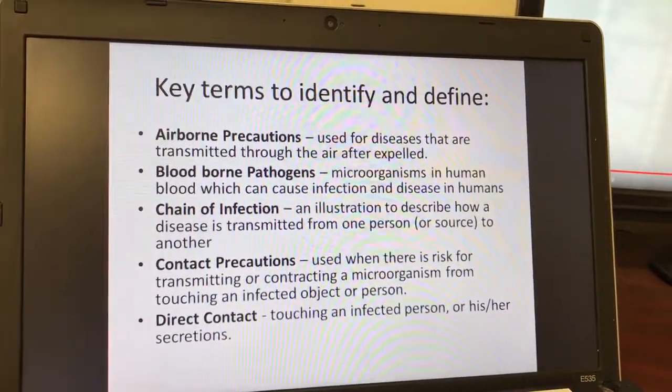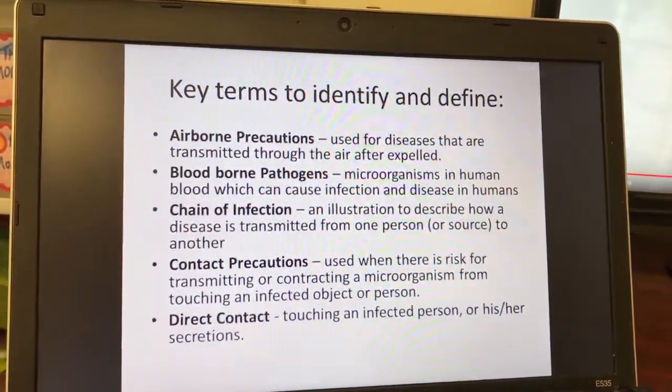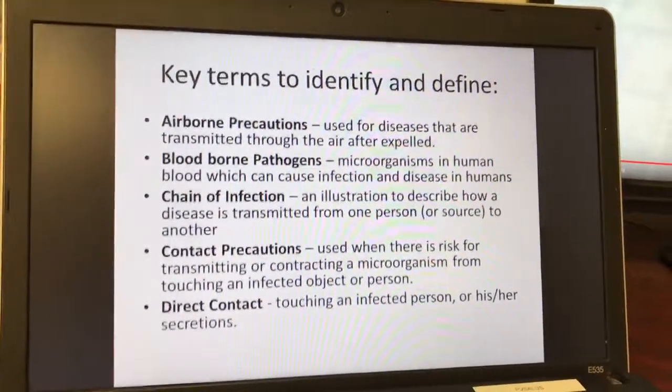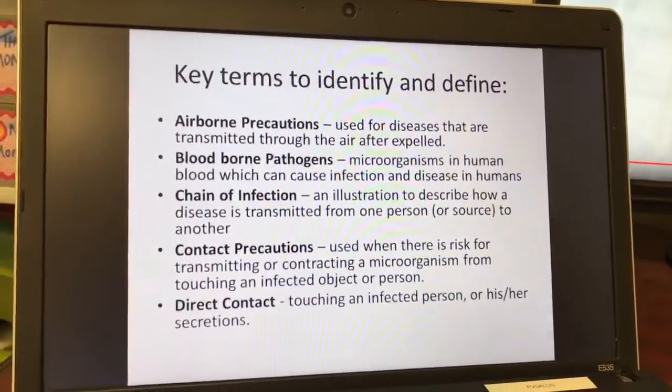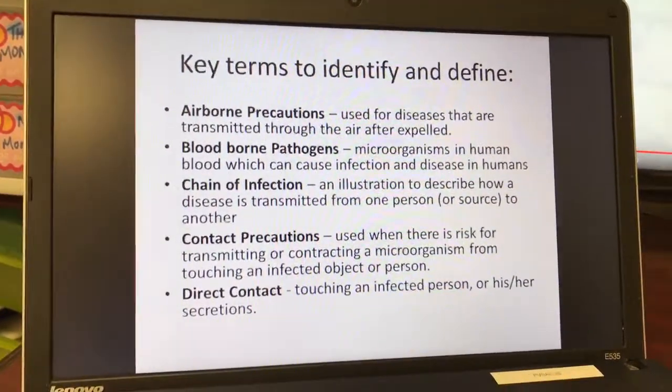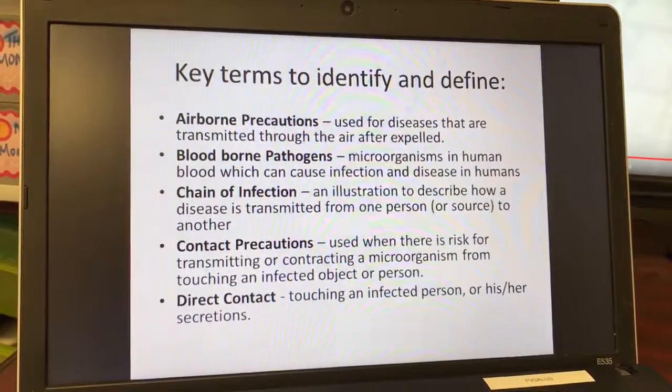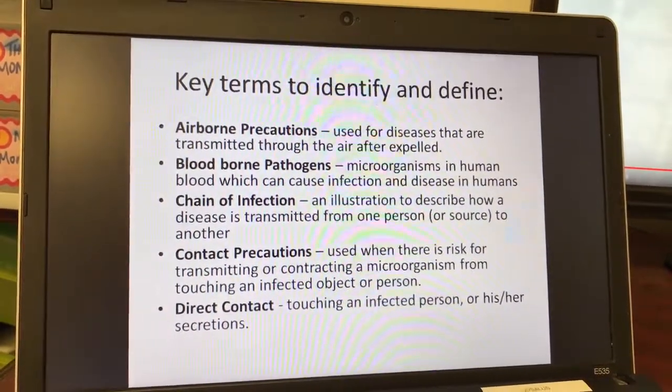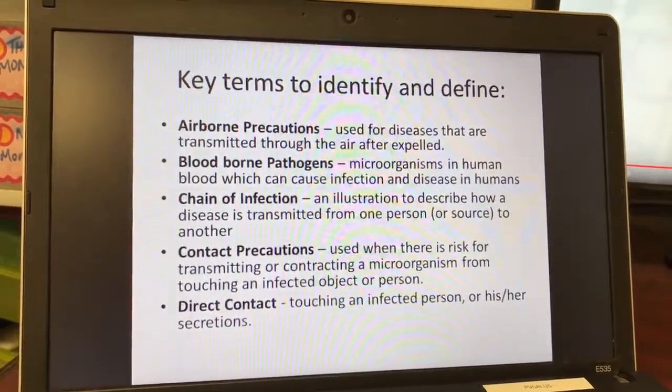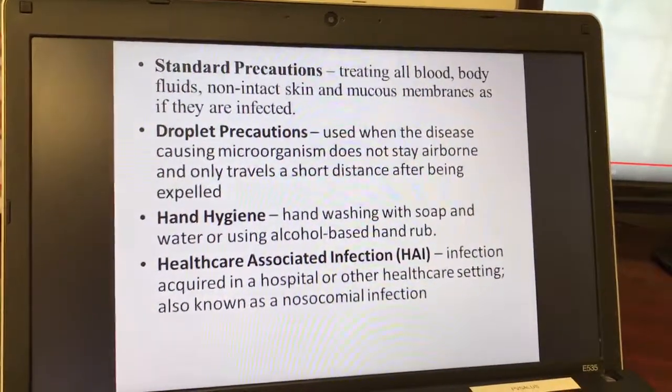Contact precaution is used when there's a risk for transmitting or contracting a microorganism from touching an infected object or person. So your contact precautions are for C. diff, things like that. Direct contact means you're touching an infected person or his or her secretions, bodily fluids.